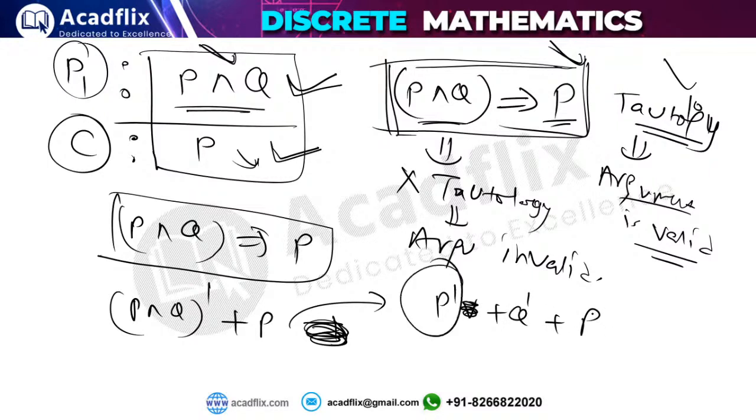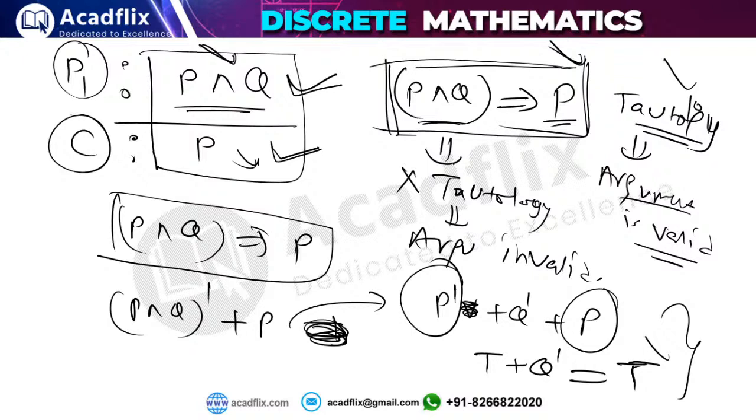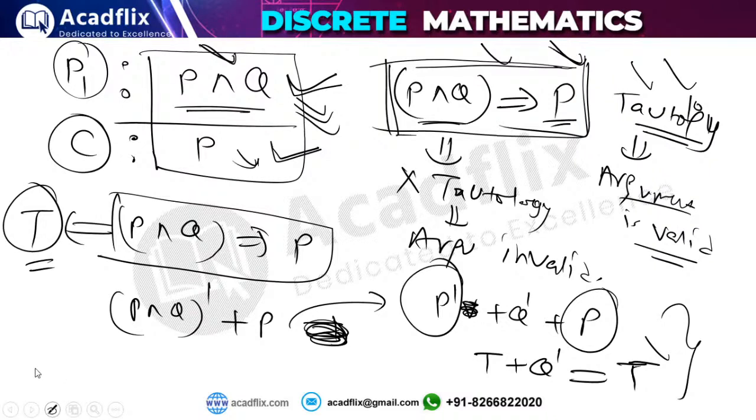Remember, we have already seen this thing: P plus P dash. This is always true. So this P plus P dash will be true. True plus Q dash will be true. All these things we have already seen. So finally you got true. Means this formula is always true. So this is a tautology, and because this formula is a tautology, this argument is valid, remember. This is how we can find whether a given argument is valid or not.